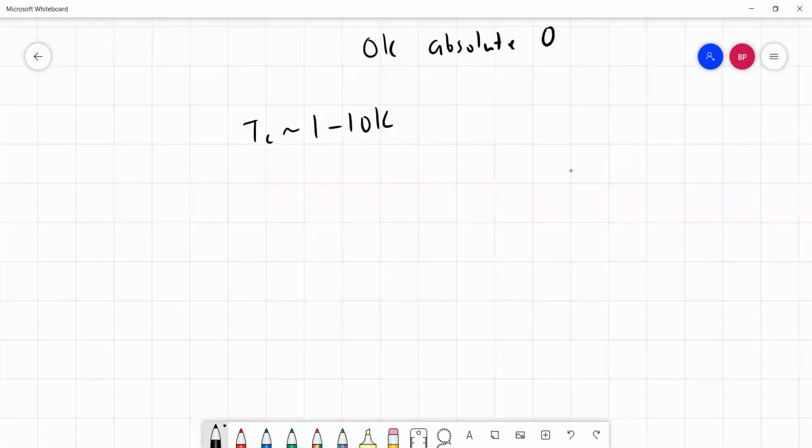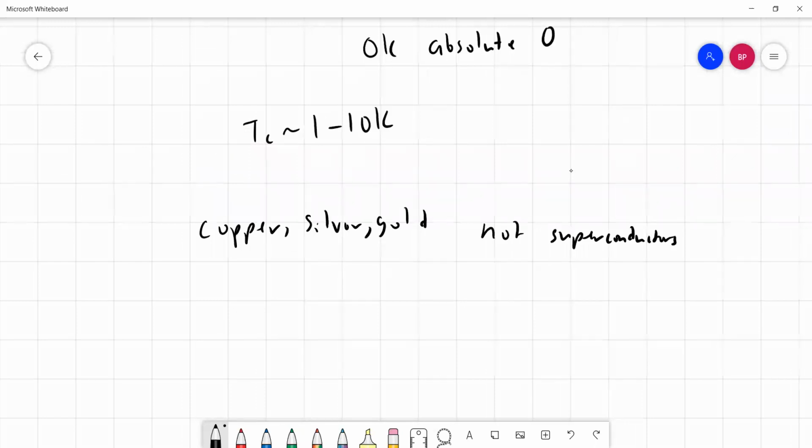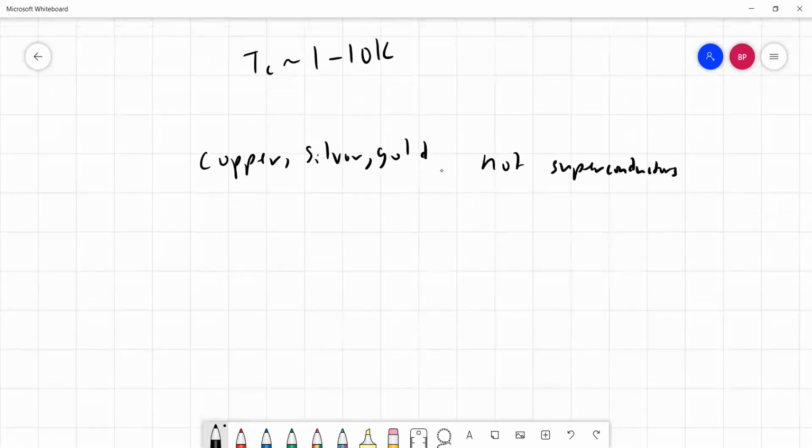Okay. Now, one interesting thing is that copper, silver, gold, a lot of the really good conductors that we use all the time are actually not superconductors. So it doesn't matter how cold you get, none of these things are ever going to have zero resistance. It's just going to keep decreasing and decreasing. Now, if you actually got to absolute zero, maybe, but it turns out because of thermodynamics, you can never decrease something's temperature all the way to absolute zero. It would take an infinite amount of time. Okay. So these things are not superconductors.